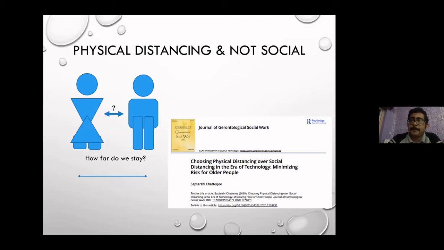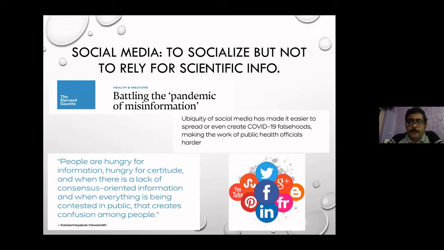Now, coming to the information, the information of COVID is known to each and every member of the society, right from the maid who works in my home to the scientist in an ICMR institute. Everyone has information about COVID-19. Now, how authentic is this information? Most of the time, we get this information from social media, which is to socialize, but definitely do not rely on this for scientific information.